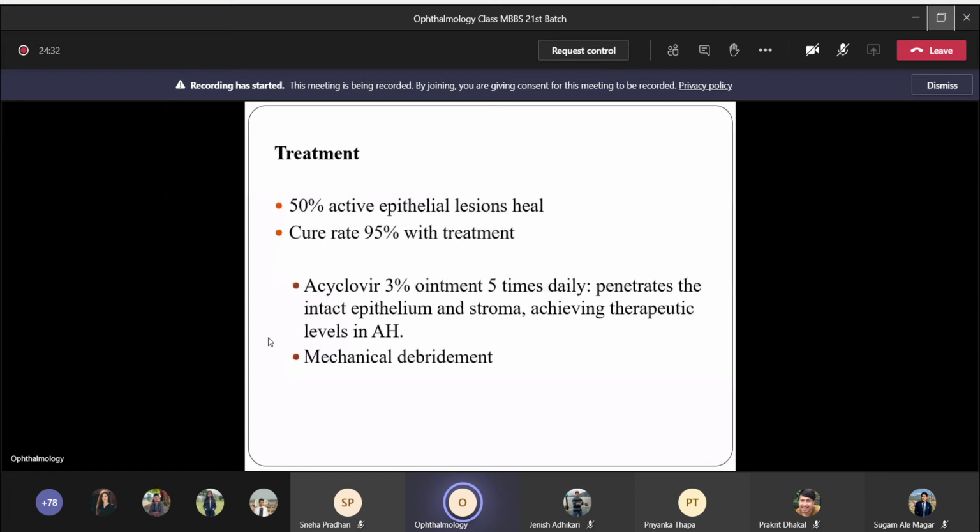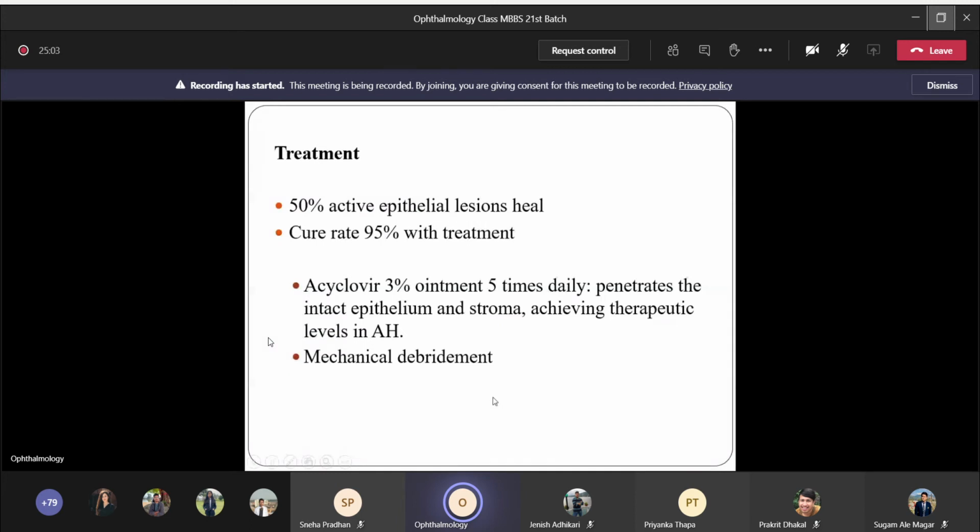Other drugs like antibiotics can be given at times to prevent secondary infection. You have to give atropine. You have to give acetazolamide, especially if it's a big ulcer, and of course analgesics and vitamin A as well, as previously taught in bacterial corneal ulcer. So in addition to other drugs, acyclovir is given because it's the mainstay of treatment. And sometimes mechanical debridement is also done.